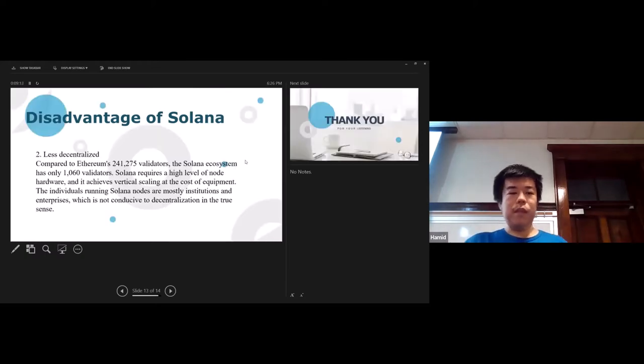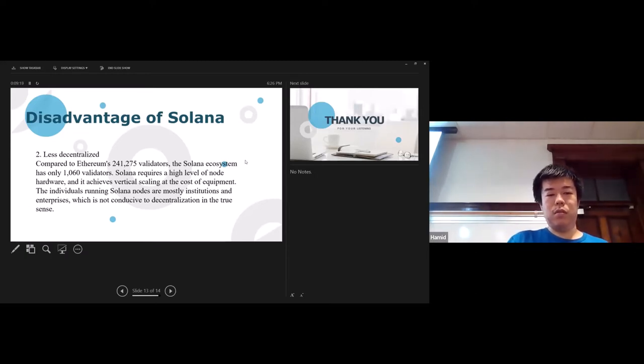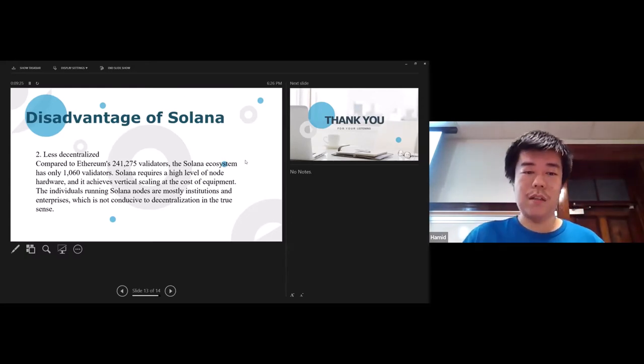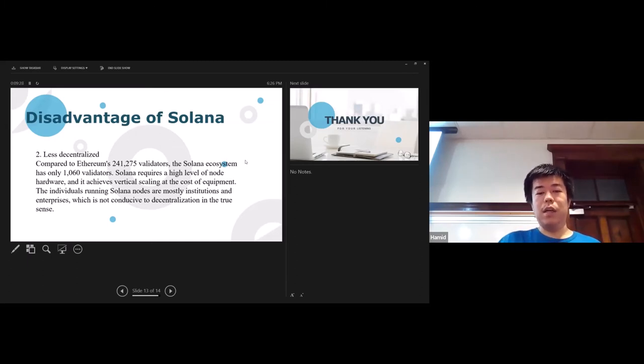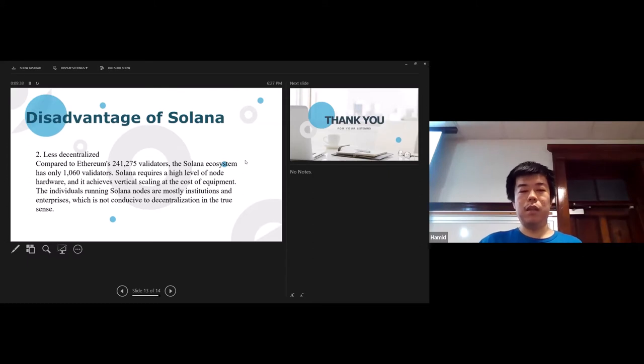And the second is that it is less decentralized. Compared to Ethereum's 241,000 validators, the Solana ecosystem has only 1,000 validators. Solana requires a high level of node hardware, and it achieves vertical scaling at the cost of equipment. The individuals running Solana nodes are mostly institutions and enterprises, which is not conducive to decentralization in the true sense.